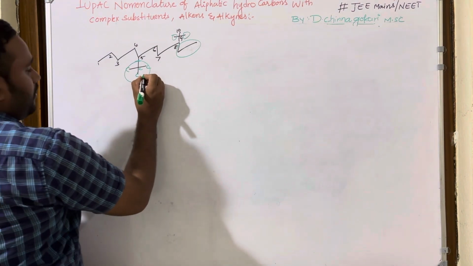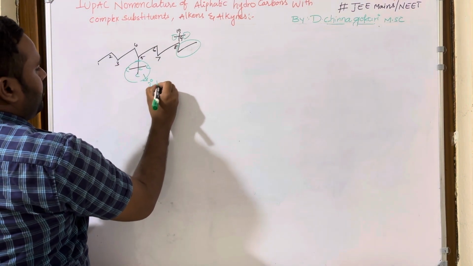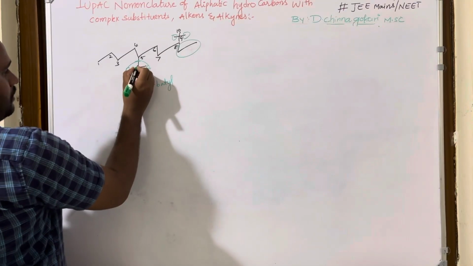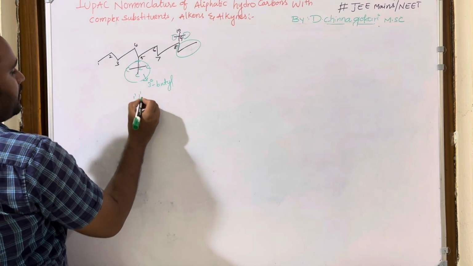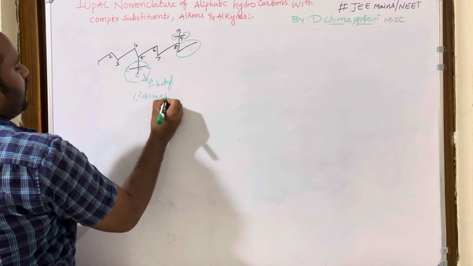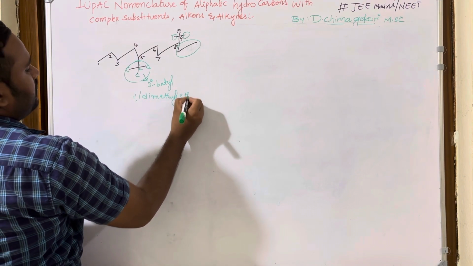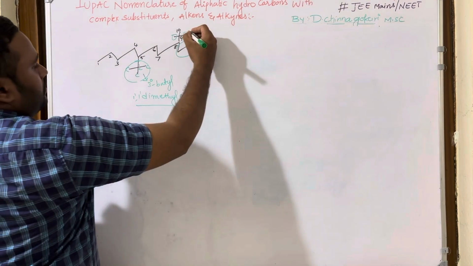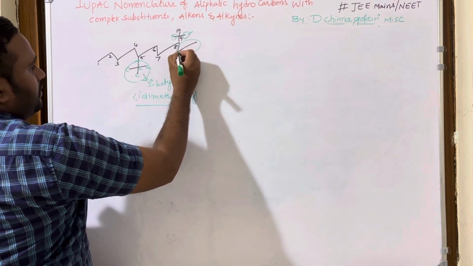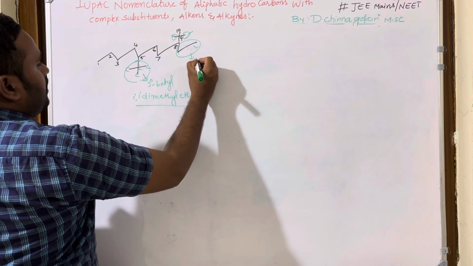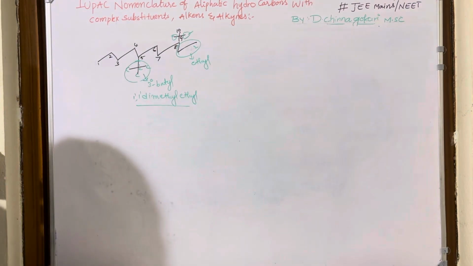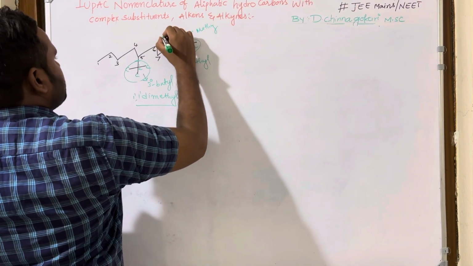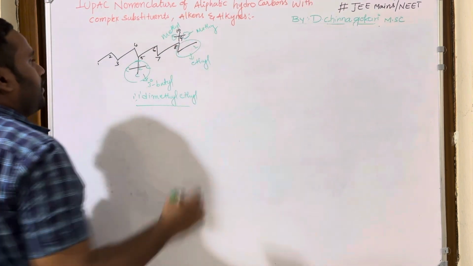What is the common name of this? Tertiary butyl. Whereas the IUPAC name is 1 prime comma 1 prime dimethylethyl. This is the IUPAC name of this substituent. This is methyl and this is also methyl, and here 2 carbons are there, so this is ethyl. Now name this compound.